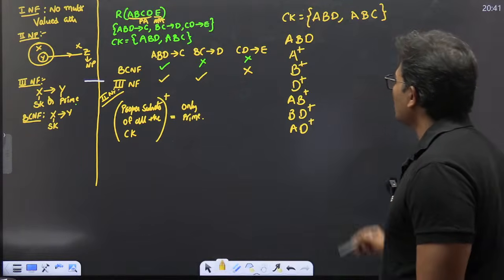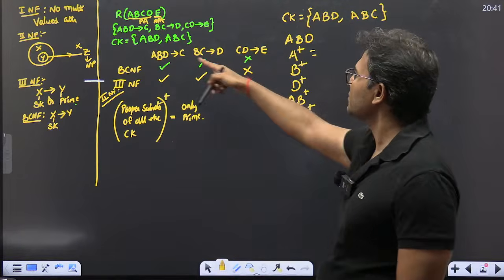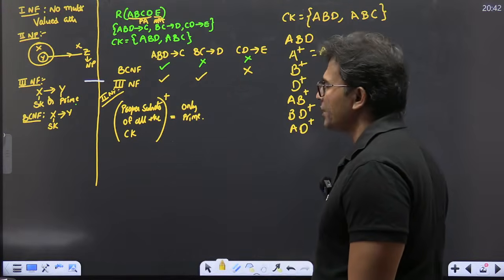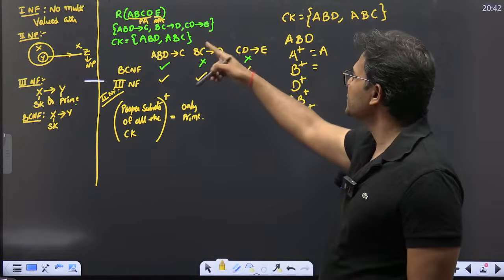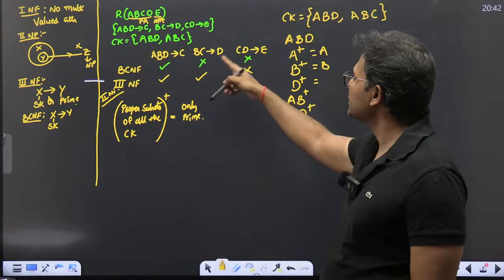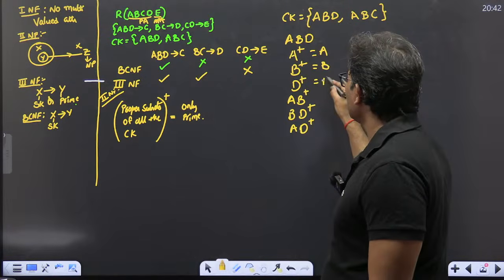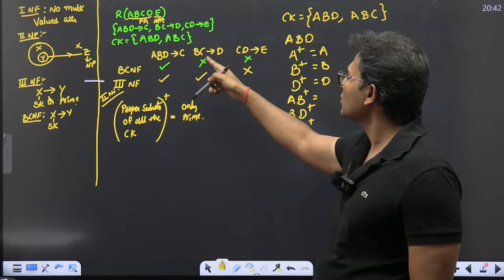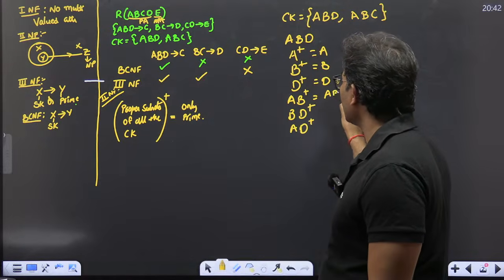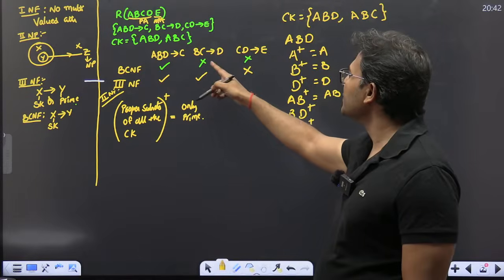Now, what is A plus? A is deriving only A. What is B plus? B is deriving only B. And what is D plus? D is also deriving only D. What is AB plus? AB is not deriving anything else, only A, B. And what is BD plus?